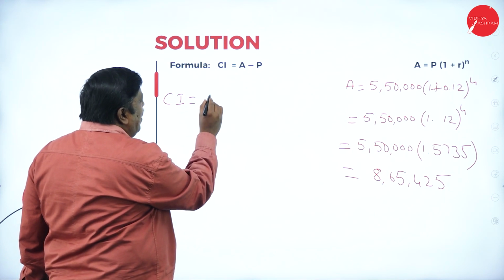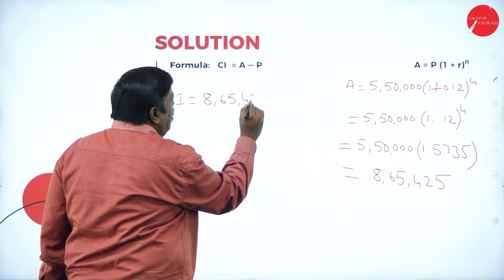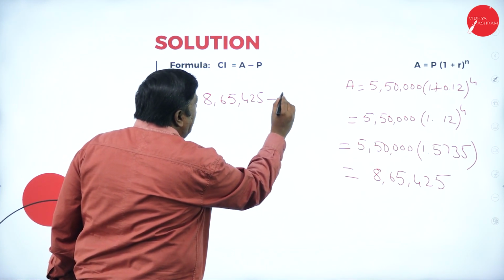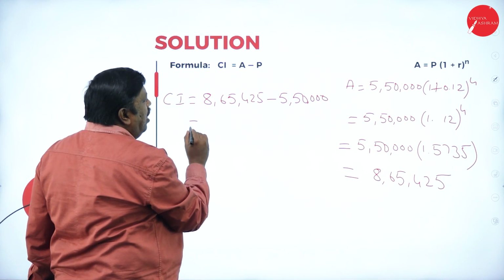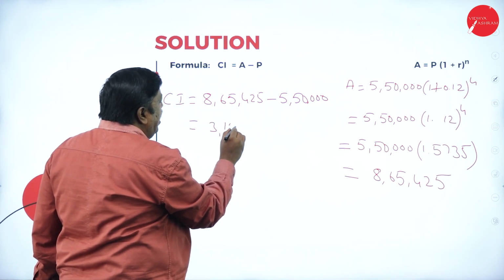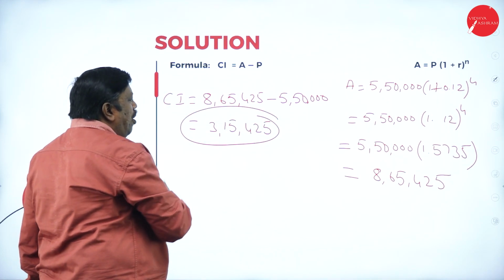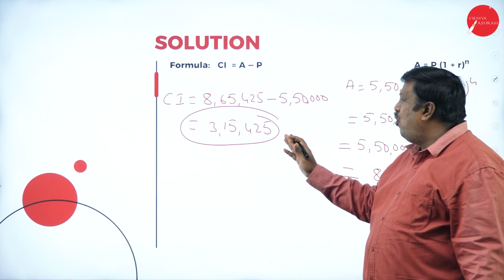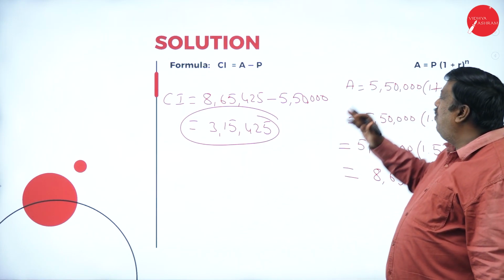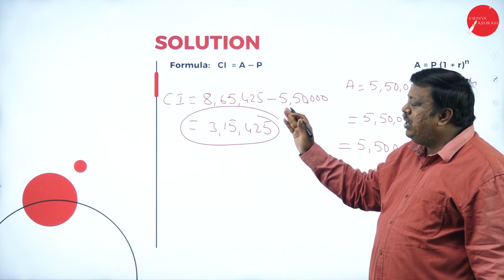Compound interest equals 8,65,425 minus 5,50,000. So my interest will be 3,15,425. My compounded interest amount will be 3,15,425. This is how we have to calculate the annuity value and the compound interest.